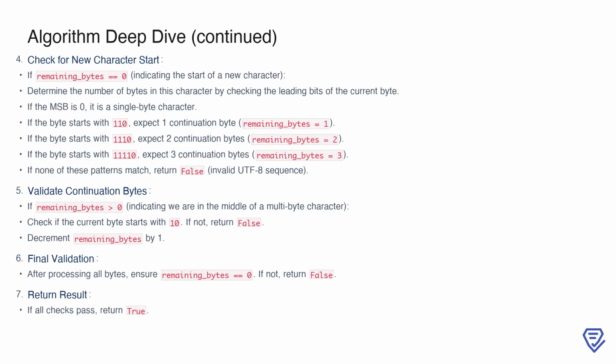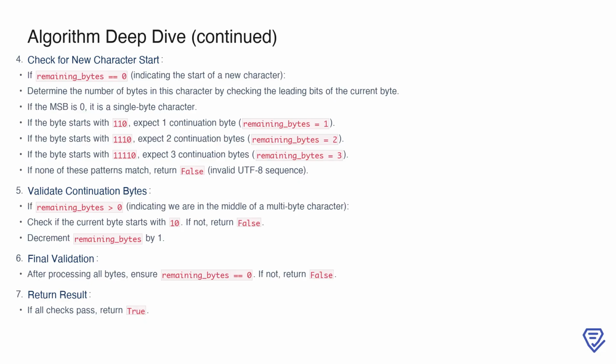For example, if the leading bit is 0, it's a single-byte character. If it starts with 110, it's the beginning of a 2-byte character, and we set remaining_bytes to 1. Similarly, 1110 indicates a 3-byte character, and 11110 indicates a 4-byte character. If the byte does not match any valid starting pattern, we immediately return false, as the encoding is invalid.